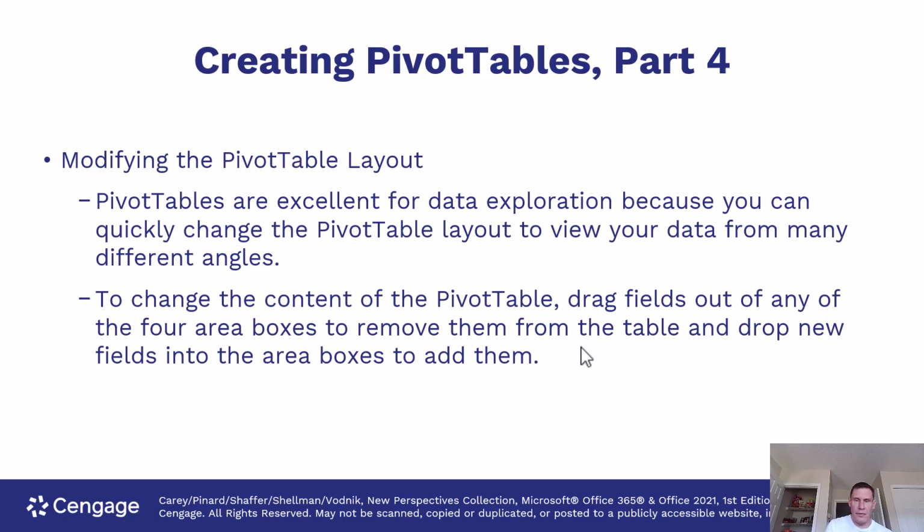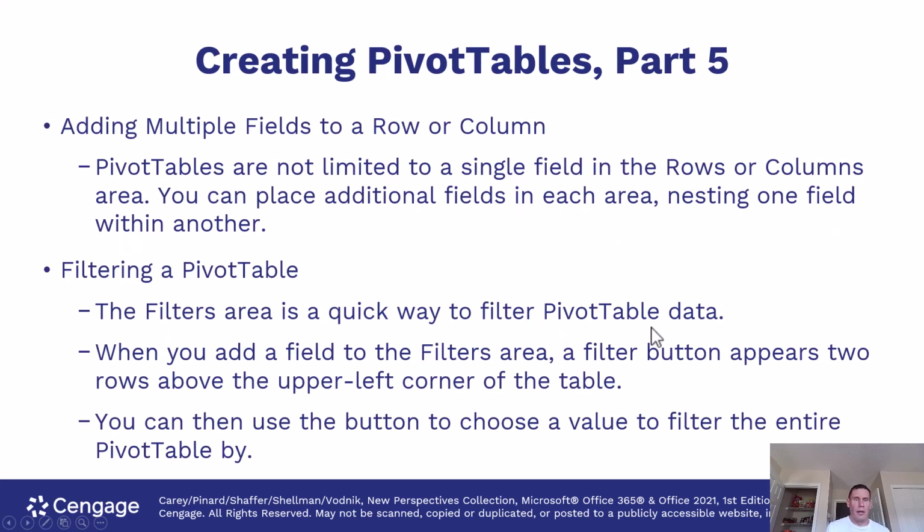To change the content of the pivot table, drag fields out of any of the four area boxes to remove them from the table, and then just simply drop new fields into the area boxes to add them. That's all you have to do. Pivot tables are not limited to a single field in the rows or columns area. You can actually place additional fields in each area, nesting one field within another, which is pretty handy.